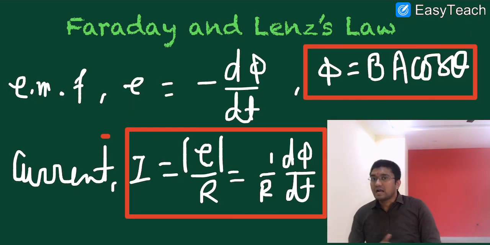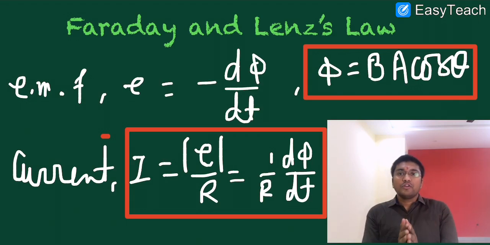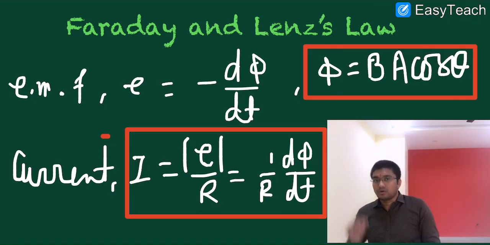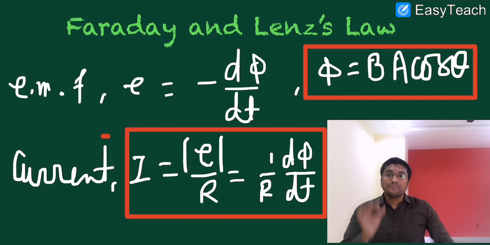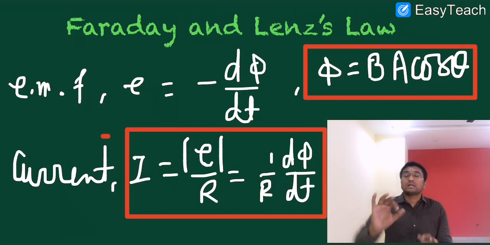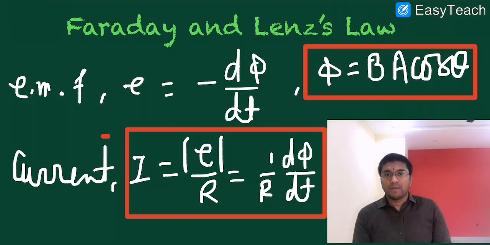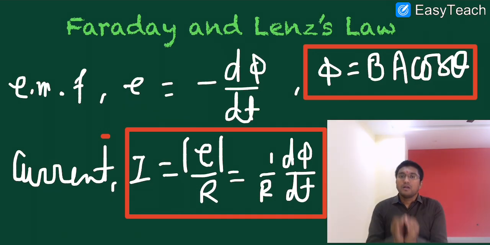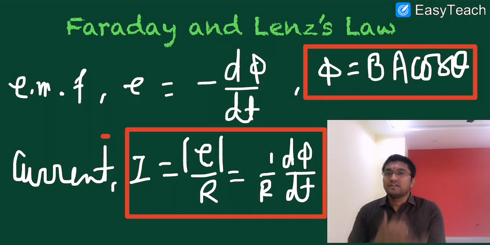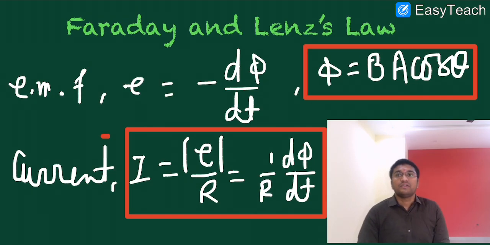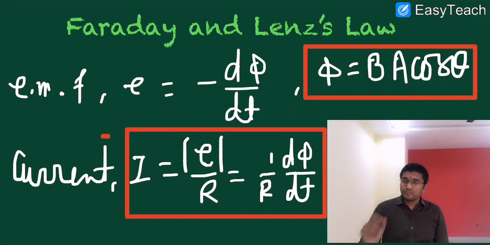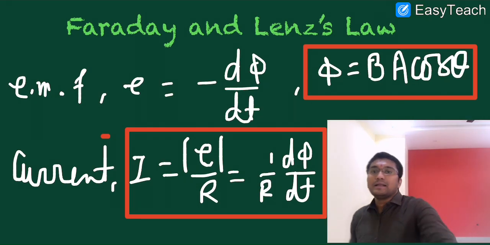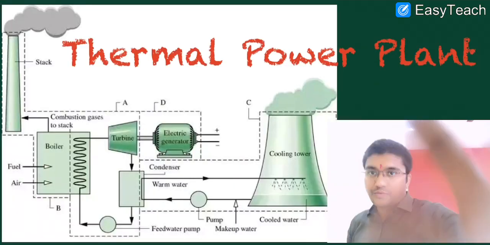Here one more thing I used is Lenz's law. Lenz's law gives the direction of EMF induced in the coil. According to Lenz's law, the EMF induced in the coil will oppose the cause which produced this EMF. This is quite technical and difficult to understand in a short time, so we use the simple Fleming's right hand thumb rule to find the direction. In other words, Faraday's law gives the value of current produced and Lenz's law gives the direction of current produced.